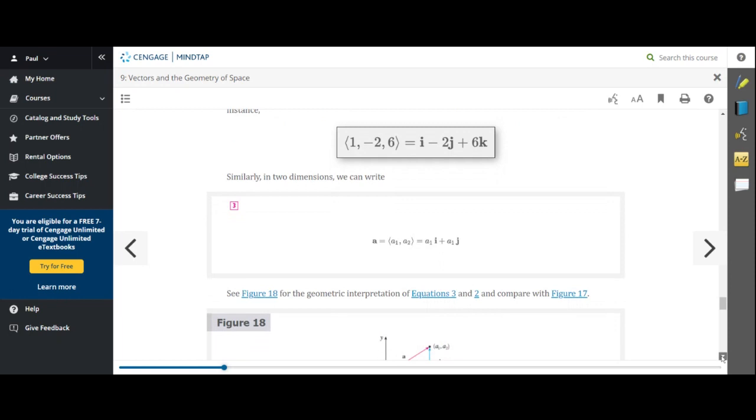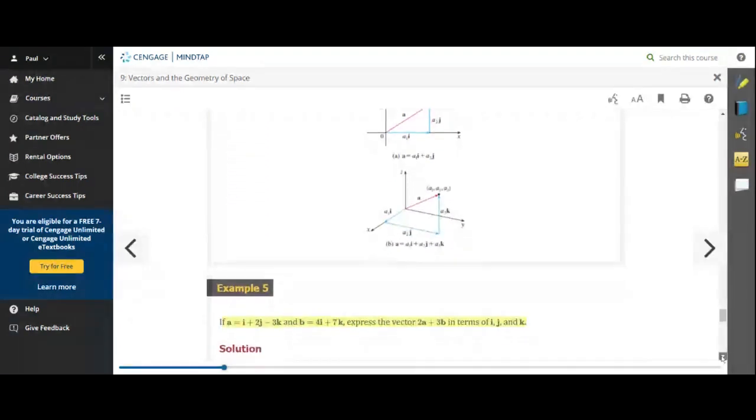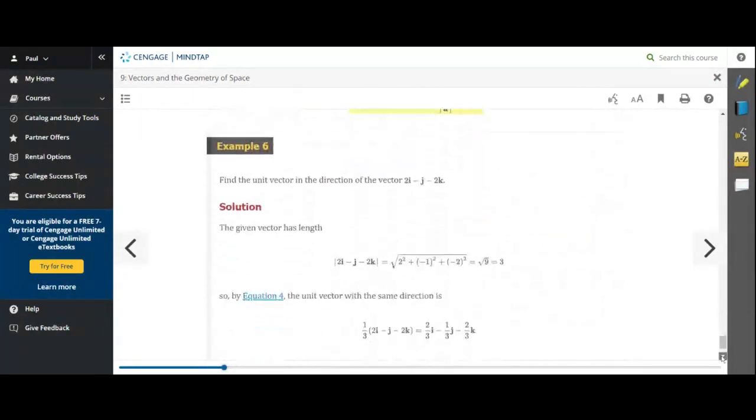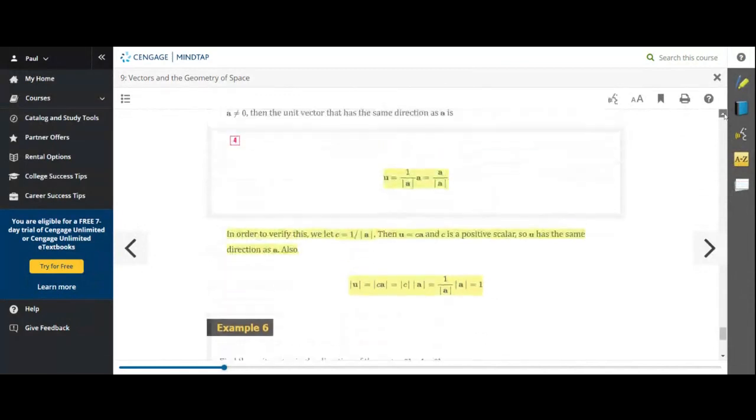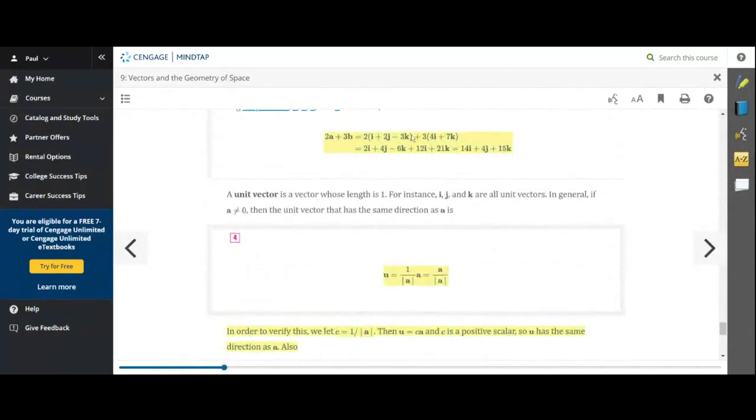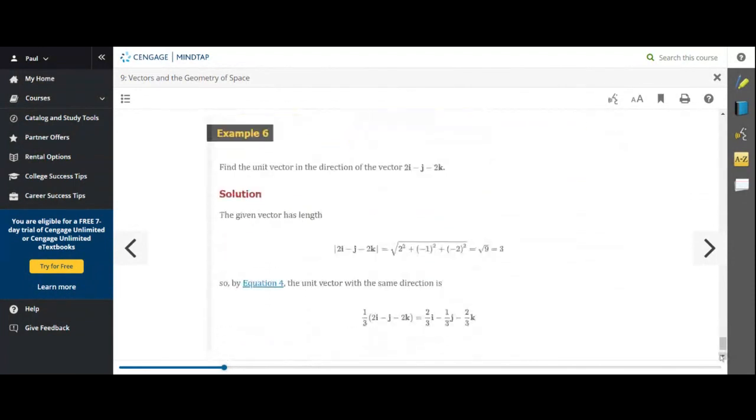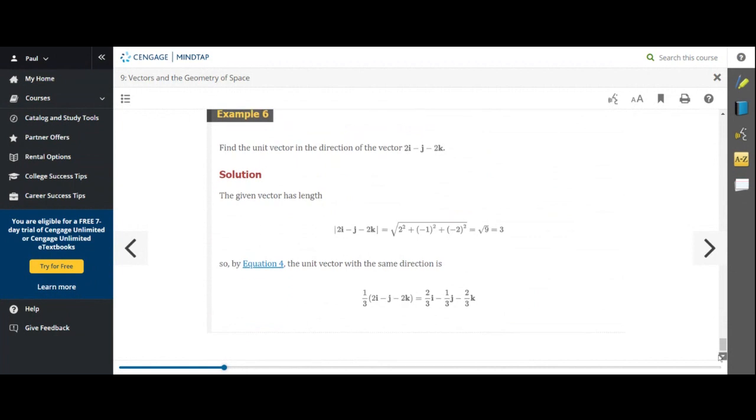All right. Okay, let me go down a little bit. Now, something else that is of value here is, I'll just go right to the example here.